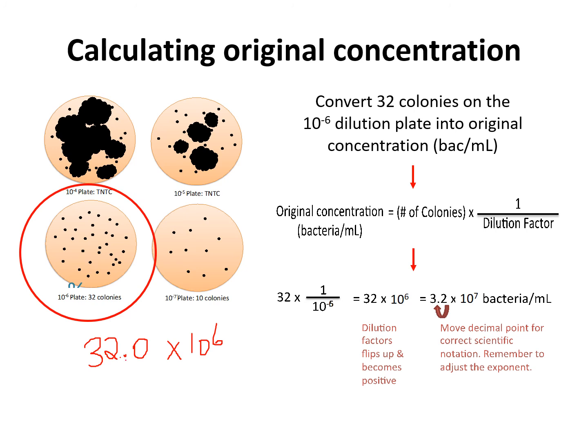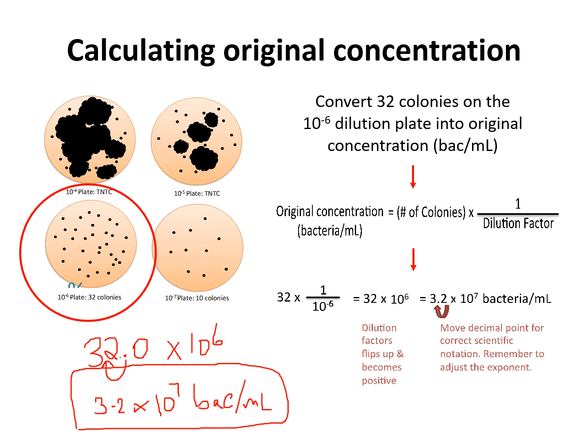So what you do is move your decimal over. Instead of 32, I'm going to say 3.2, but since I moved it over, I have to present that in my exponent. So 32 times 10 to the 6 is the same thing as saying 3.2 times 10 to the 7. Don't forget your units, bacteria per mil. That would be your original concentration.